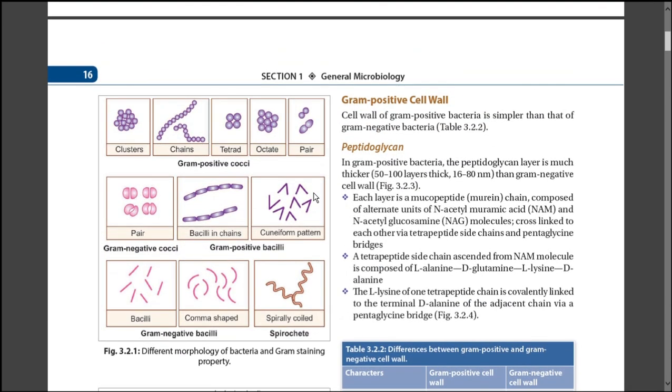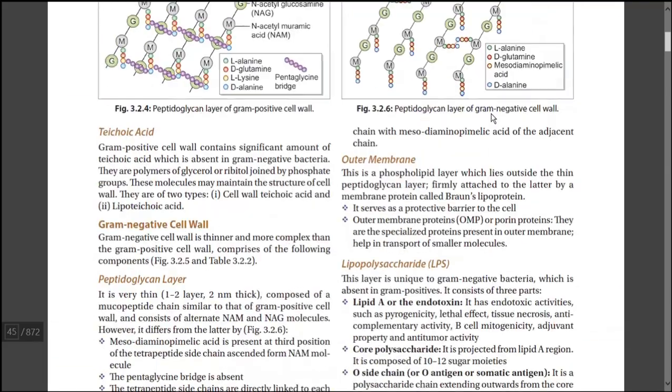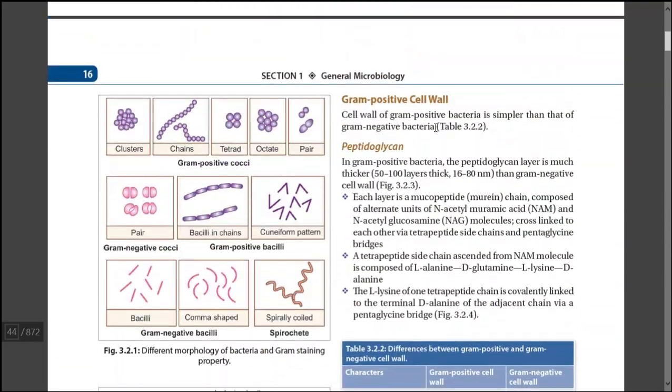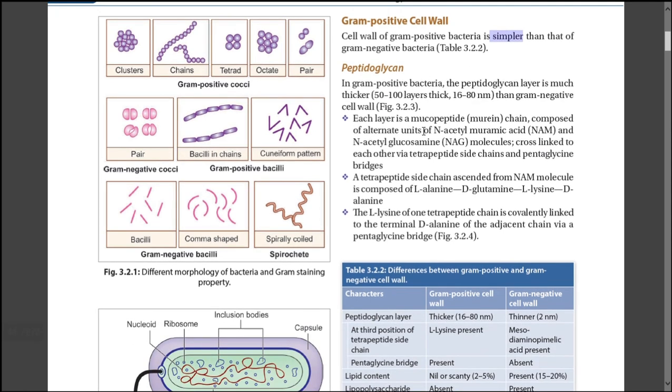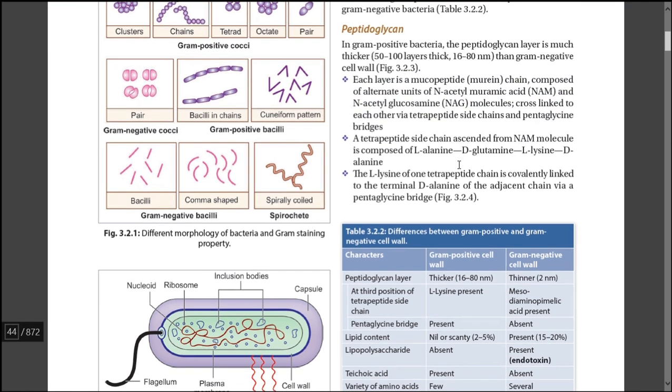Next, let us see about the gram-positive cell wall. The cell wall of gram-positive bacteria is simpler in structure than that of gram-negative bacteria. This is a very important point. If you take peptidoglycan, each layer is a mucopeptide, that is murein chain. It is composed of alternating units of N-acetylmuramic acid and N-acetylglucosamine molecules that are cross-linked to each other by tetrapeptide side chains and pentaglycine bridges. That is an important point of peptidoglycan.